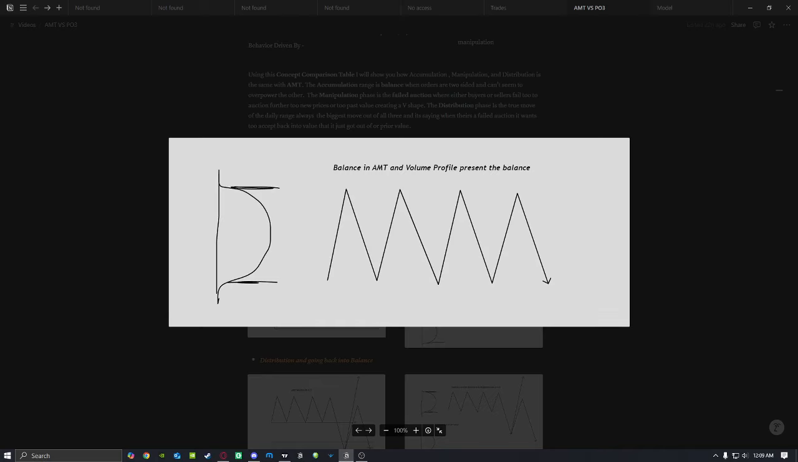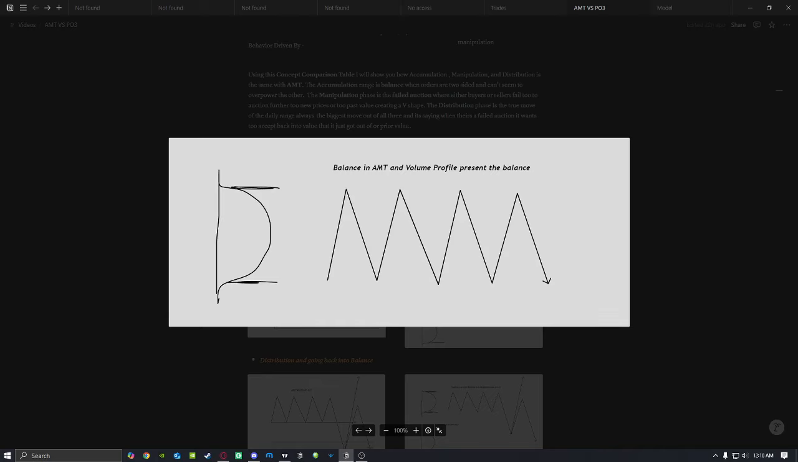And balance in AMT, and volume profile presents the balance. Obviously in the volume profile, it's going to create a whole bulk of orders. This whole bulk creates the orders, it shows you how many orders are here. So of course there's going to be a point of control, the most area that's traded and the most volume that's traded in this whole area.